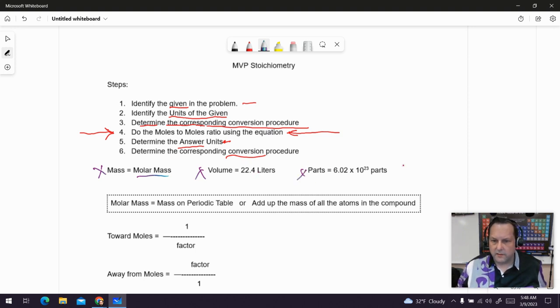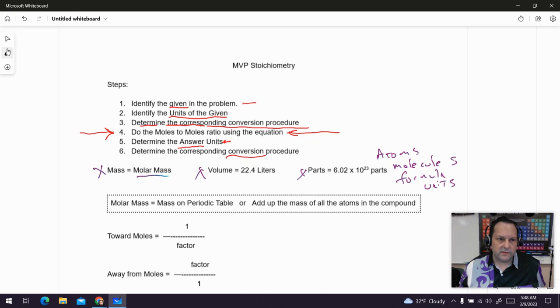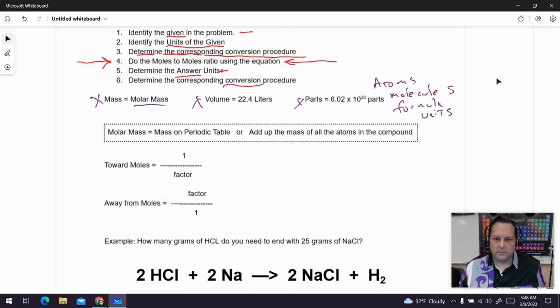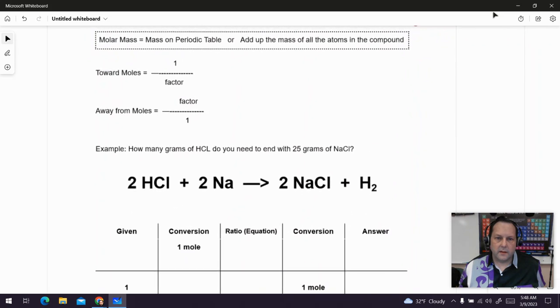The parts, which we're going to be talking about, are atoms, molecules, or formula units. Those are really the only three that we have when we're talking about parts, but that's the main thing there. Now, let's go down a little bit. I want to show you how this is going to work. So molar mass, obviously, is the mass on the periodic table, or you add up the masses of all the atoms in a compound. That just depends on if it's a compound or if it's an atom.